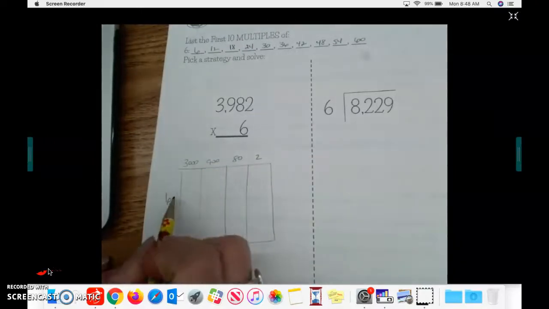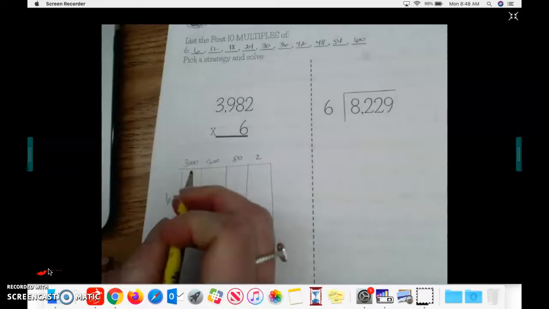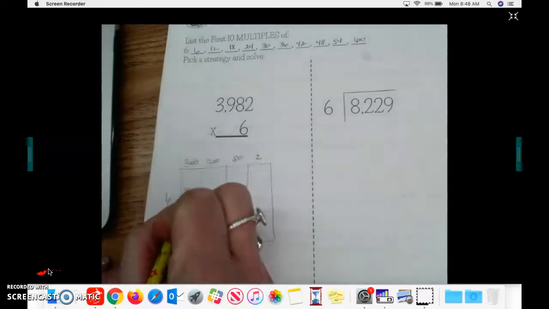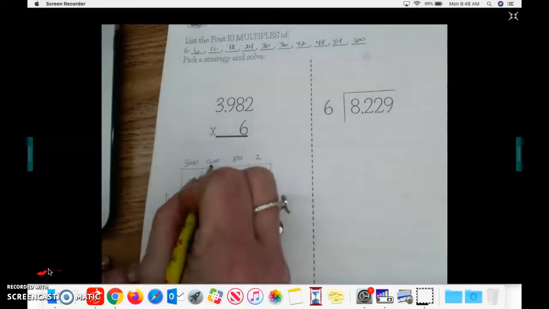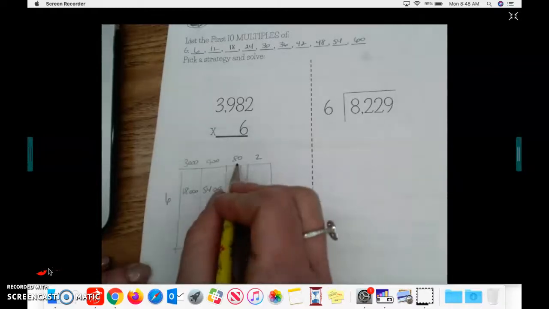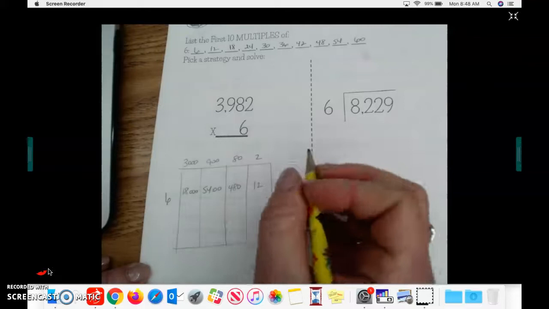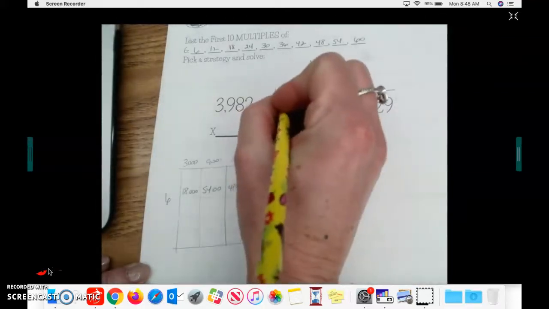3,982. I'm going to multiply 6 times 3,000. That's a big number, but I can do mental math. 6 times 3 is 18, and I have 3 zeros. Then I can do 6 times 9, 54, and I have 2 zeros. 6 times 8, 48, 1 zero. 6 times 2 is 12. And then finally, I'm going to add these numbers up.